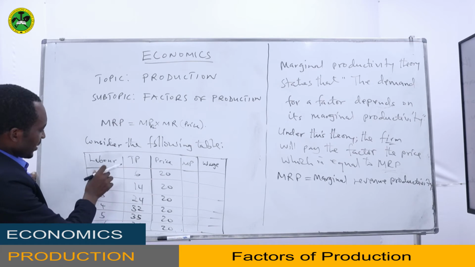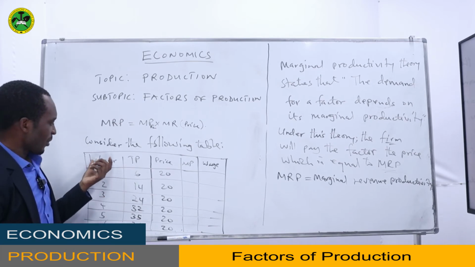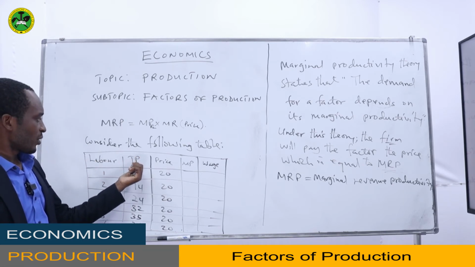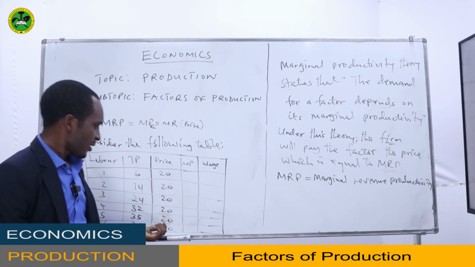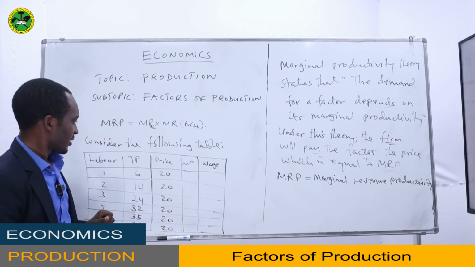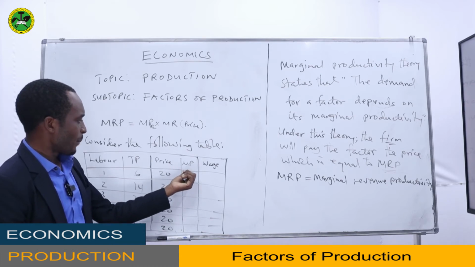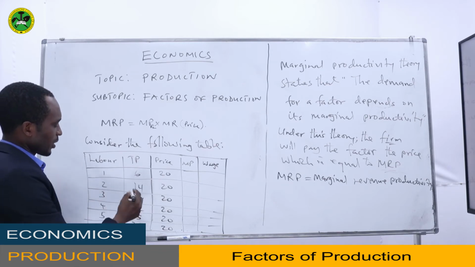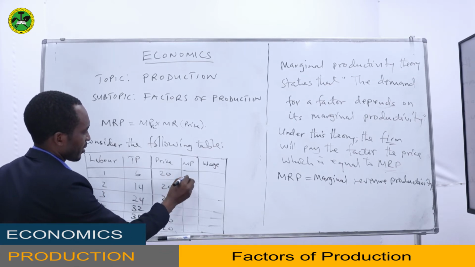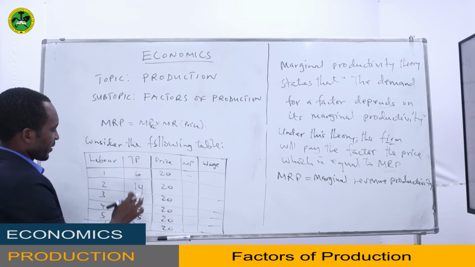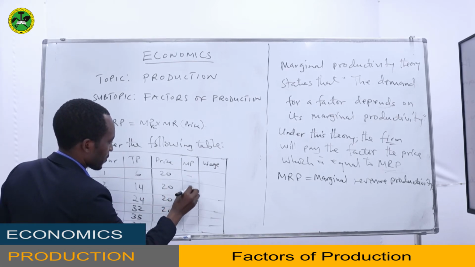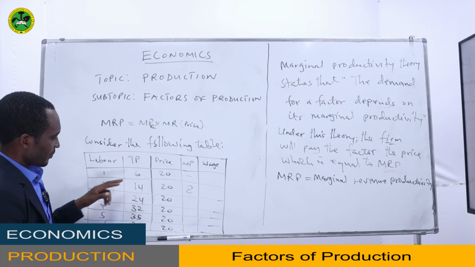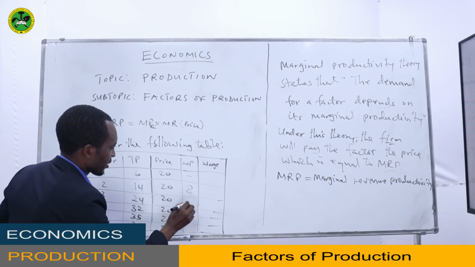So now let us assume this is the number of labor, the factor of production which we employ, and this is the total product of labor, and this is the price of this product, and MP is the marginal product, which we take as the change in total product. So here will be dash. When we find the difference here, it will be 8. And here, when you take the changes, it will be 10.